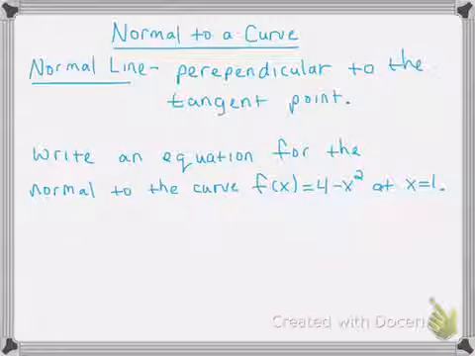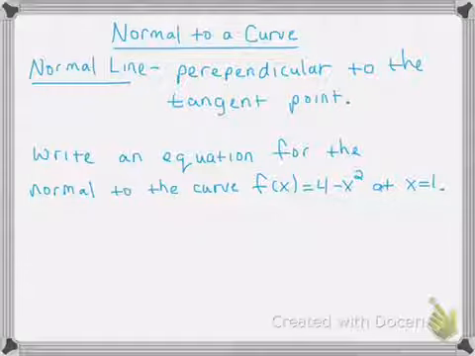So the last thing is going to be what about when it's normal to a curve? All right, well, we need to know what that word normal means. A normal line means that you need to be perpendicular to the tangent point. So we need to know information at that tangent point. There's a couple things. Where is that tangent point? And then what's the rate of change? What's the slope at that tangent point?